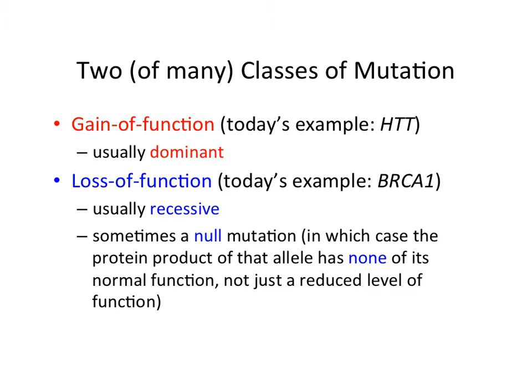There are various flavors of loss of function mutations. Some of them decrease the amount of an activity a protein might have. Some of them eliminate it altogether. That's the null mutation. The protein has zero activity left when the gene that encodes that protein sustains that mutation. So that's the important terminology for the chapter. And it's a good assumption, usually, that gain of function is dominant, loss of function is recessive. Any questions?